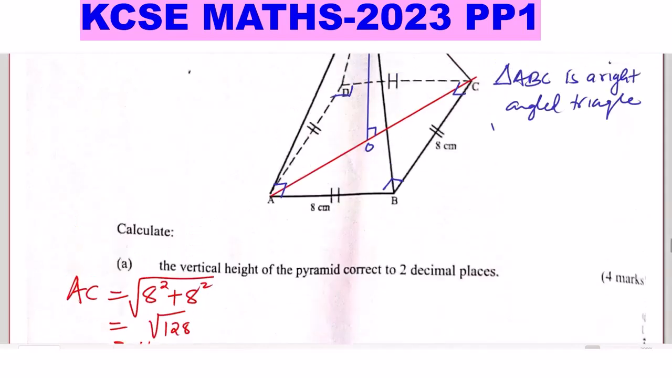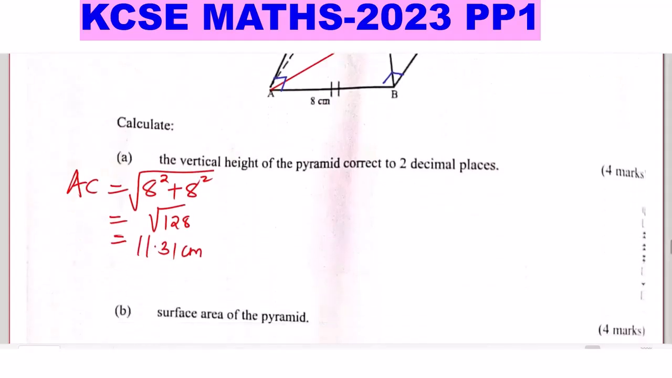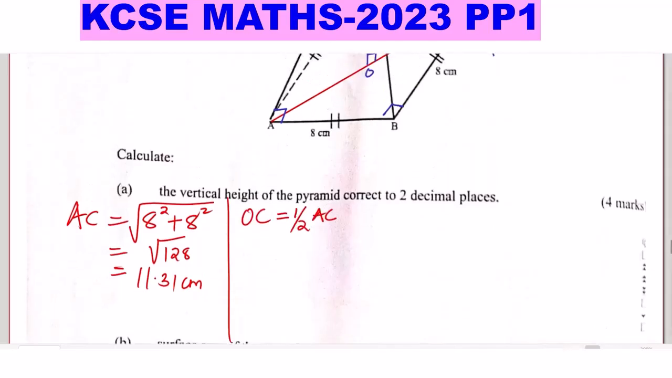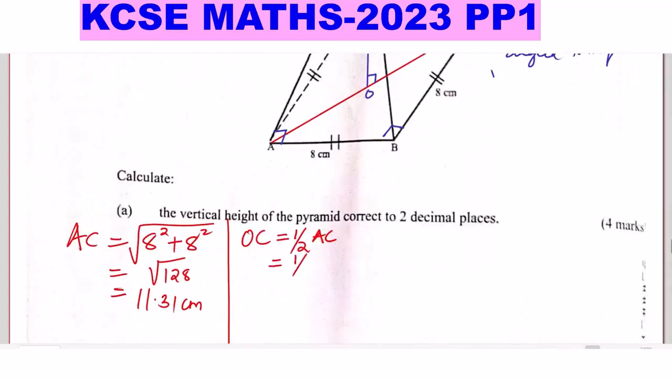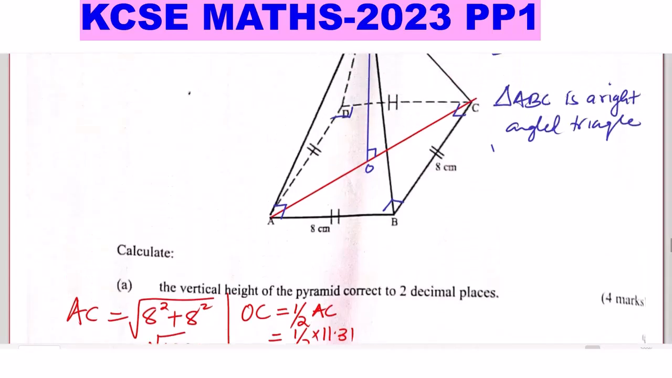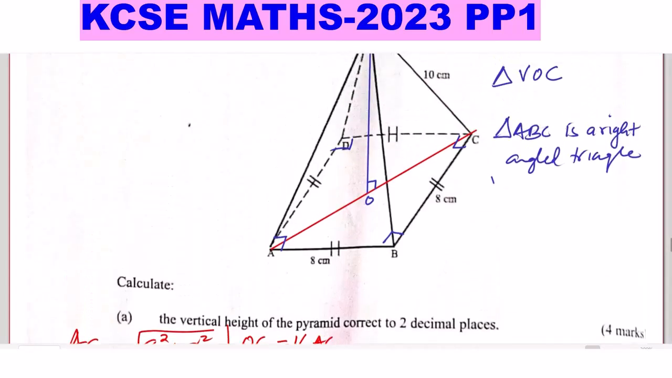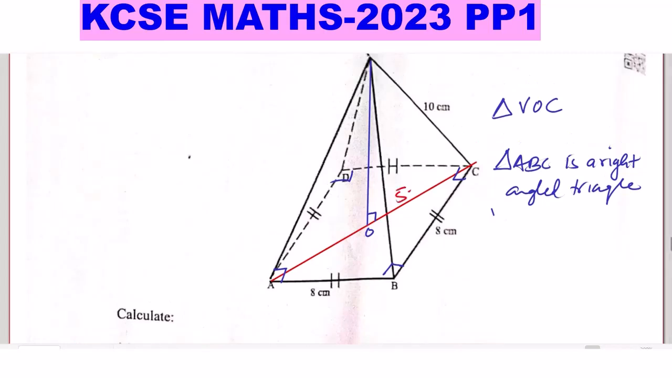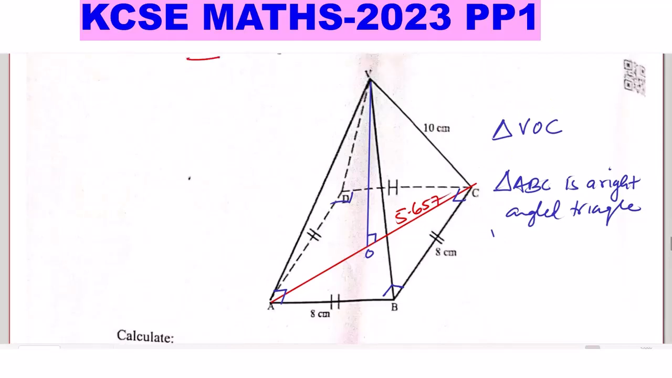To get OC, it will be half of AC, because O is the midpoint. So OC will be a half times 11.31. We simply take 11.31 and divide by 2. That will give 5.657. So that is OC. Now this one here is 5.657, and we have VC as 10.